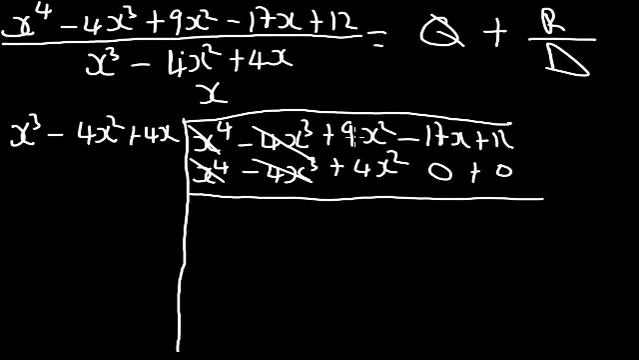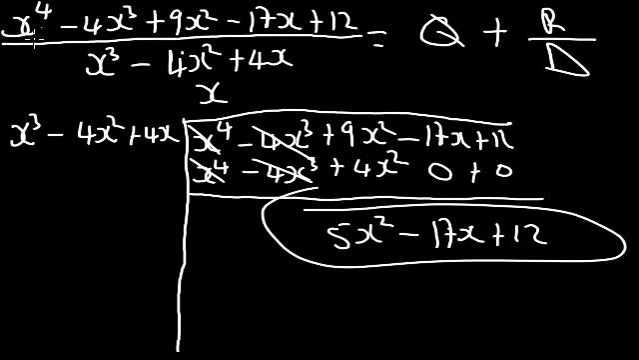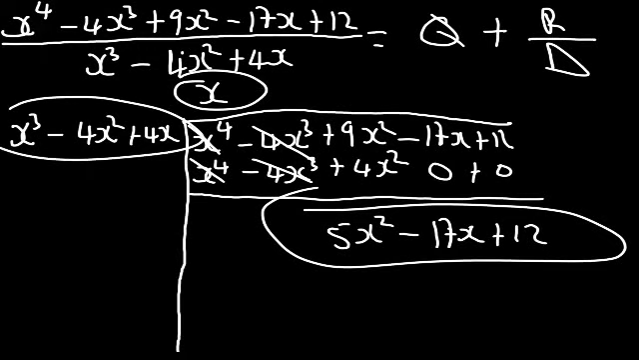Perfect. Now, what about 9x squared minus 4x squared? That would be 5x squared. Then negative 17x minus 0, that's negative 17x. Then plus 12 minus 0, that's plus 12. Now the next main goal is to observe the degree of the remainder and that of the divisor. Now the degree of the divisor is more than that of the remainder. So definitely this is our remainder. This is our quotient. This is our divisor.